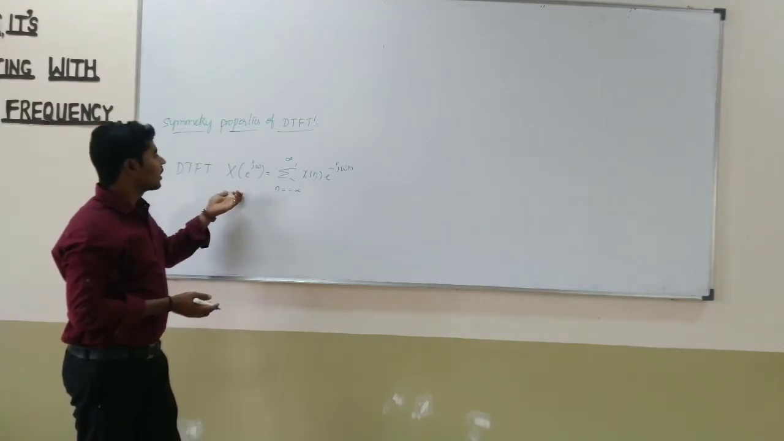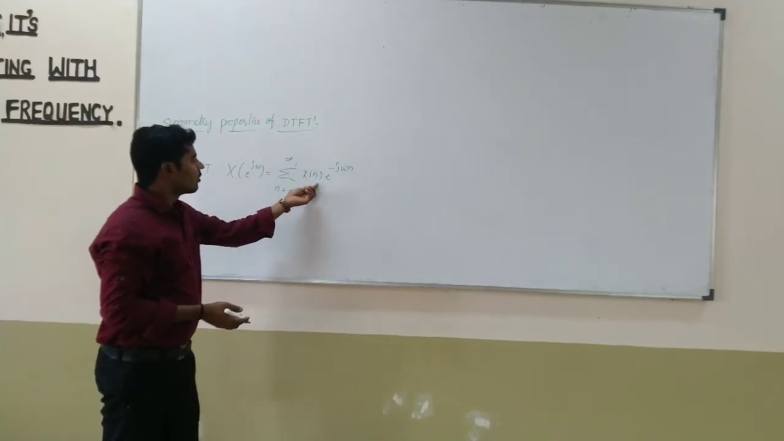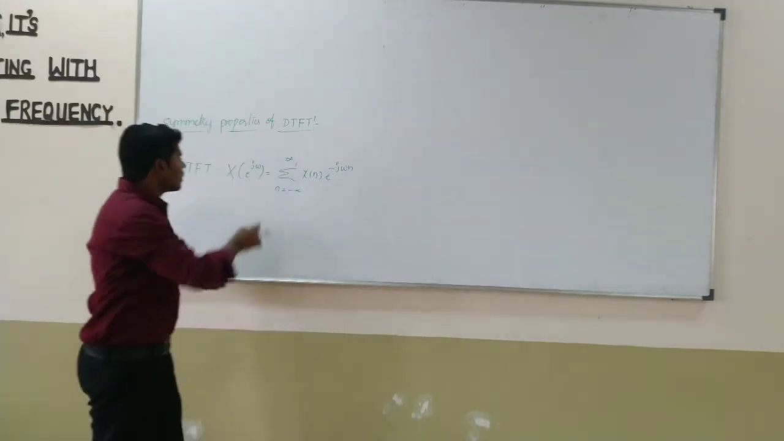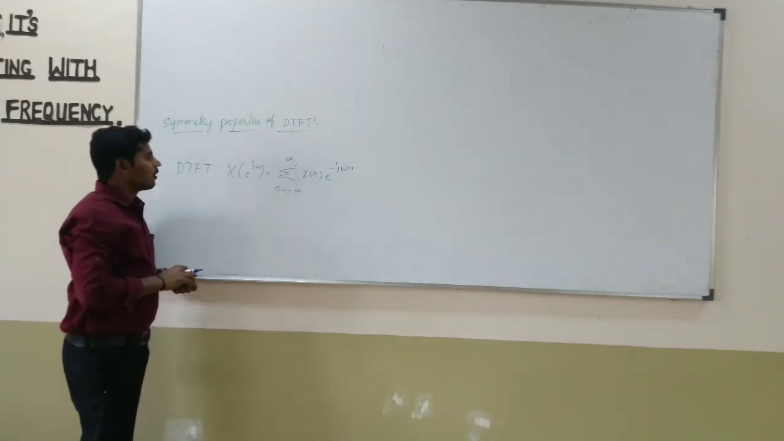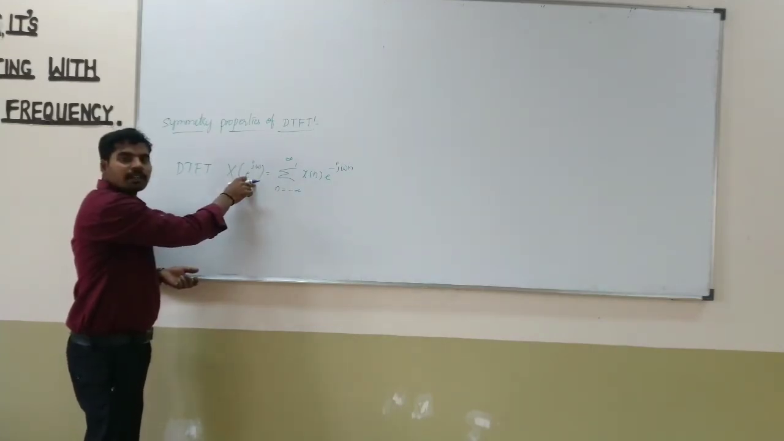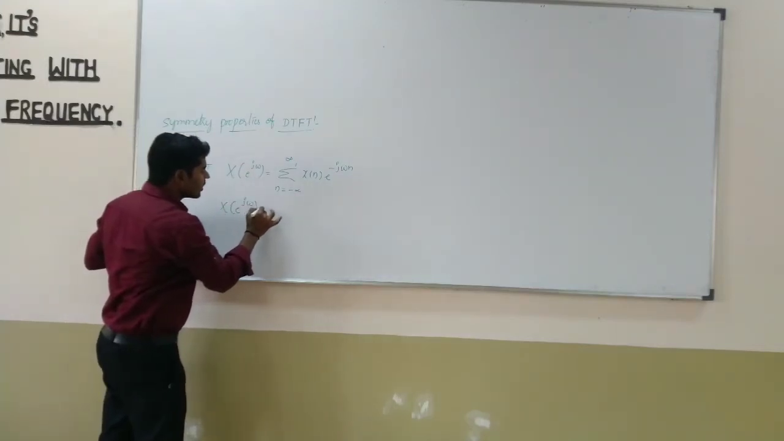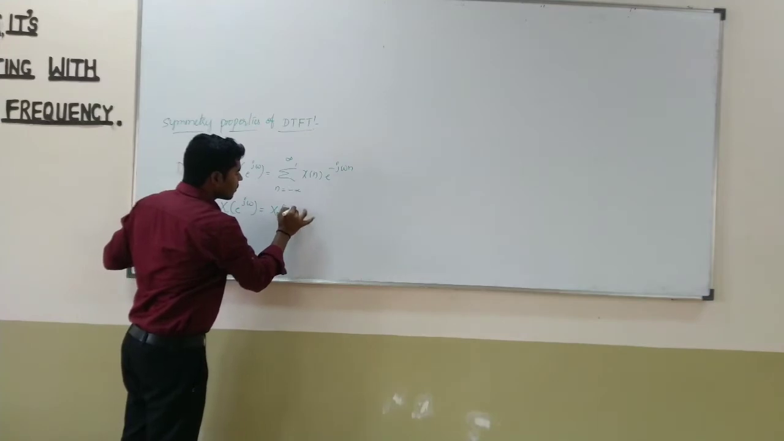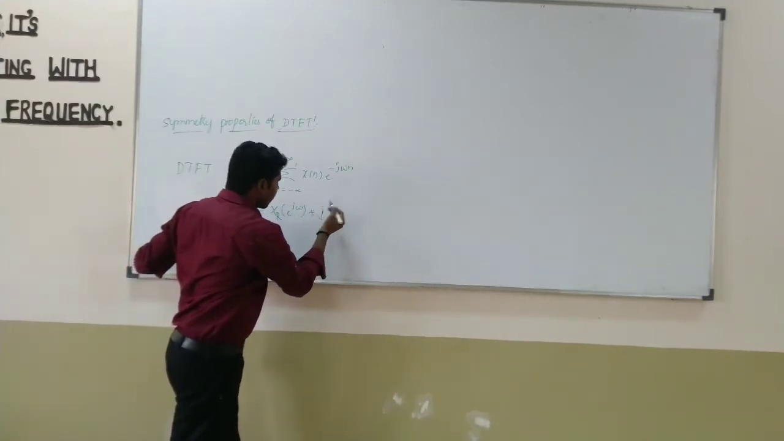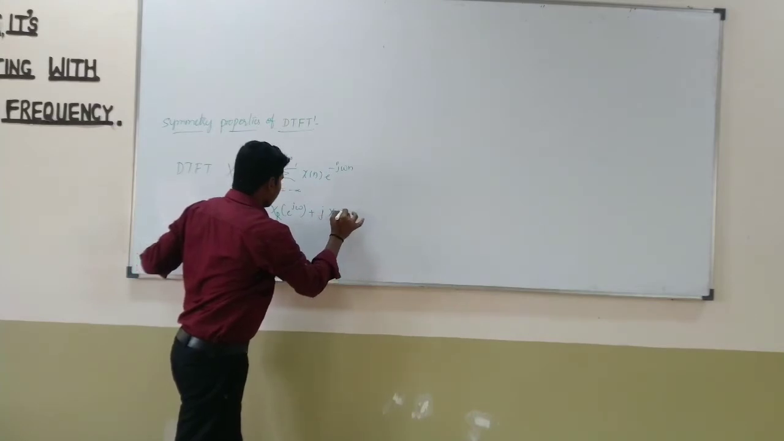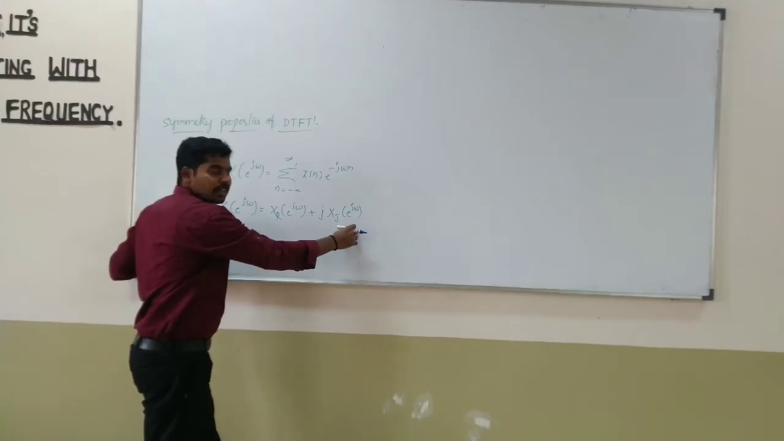X of e power j omega is equal to the summation from n equals minus infinity to infinity of x of n into e power minus j omega n. So this is a representation. X of e power j omega is a complex quantity, and complex signals can be represented in rectangular form: X of e power j omega is equal to XR of e power j omega plus j into XI of e power j omega. This is the real part, and this is the imaginary part.